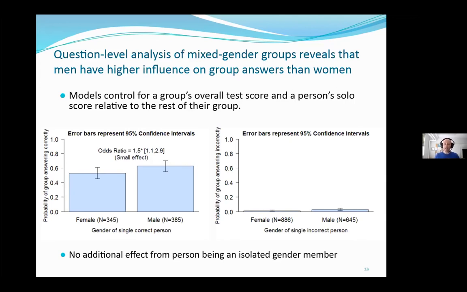The more troubling issue is that the women seem to be less able to have the group follow their answer. And if you know odds ratios, it's an odds ratio of approximately 1.5 in terms of the women being able to have the group follow them as opposed to the men. From an effect size perspective, we would call this a small effect.